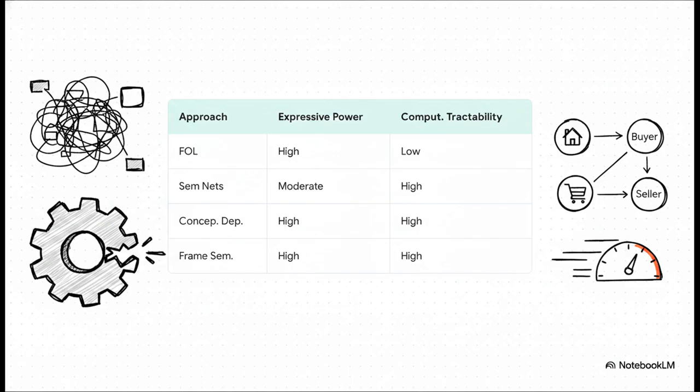It's just too heavy. On the flip side, you have models like semantic networks or frame semantics. These are way faster for a machine to traverse because they use intuitive graph models or these situational slots, like assigning someone as a buyer and someone else as a seller. We essentially have to pick the right mathematical foundation based on what we actually need the machine to achieve.